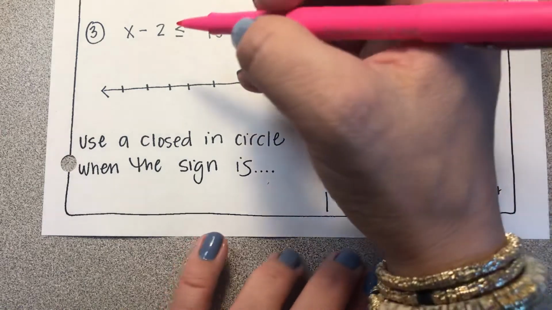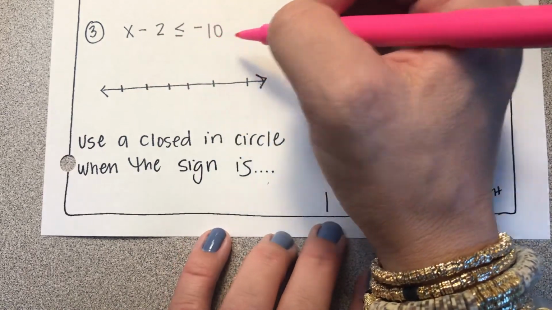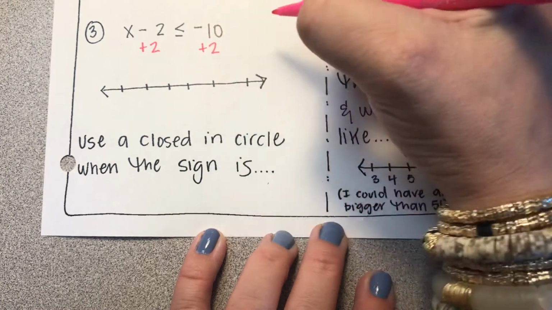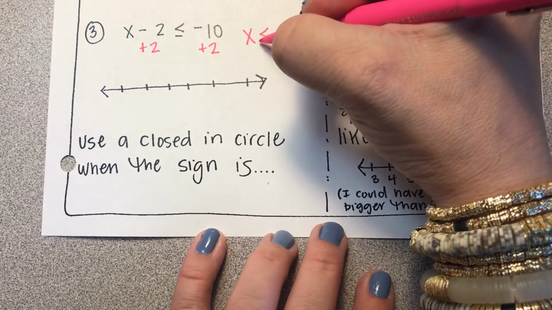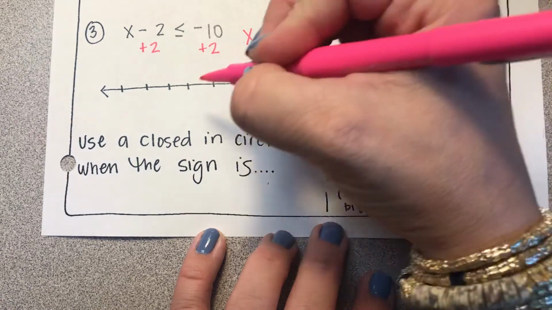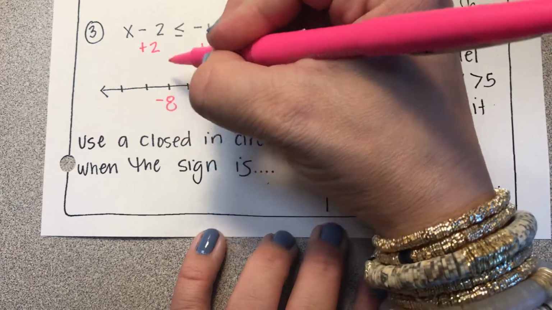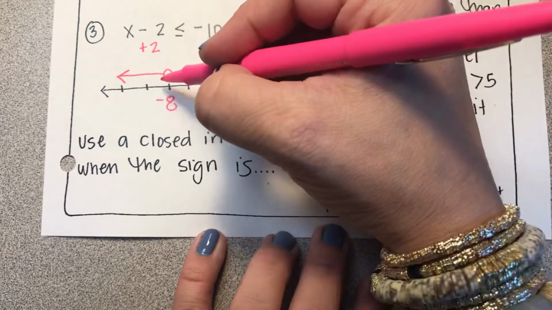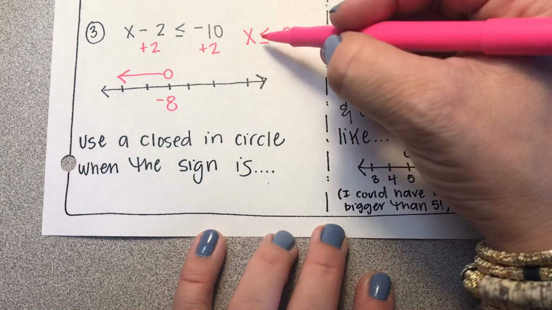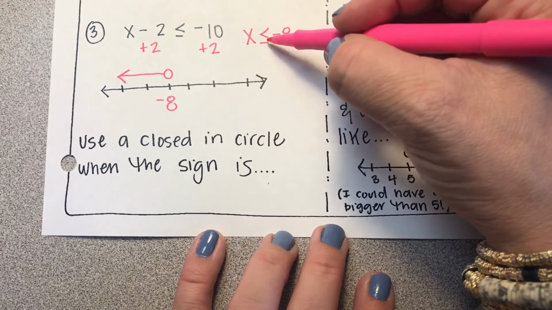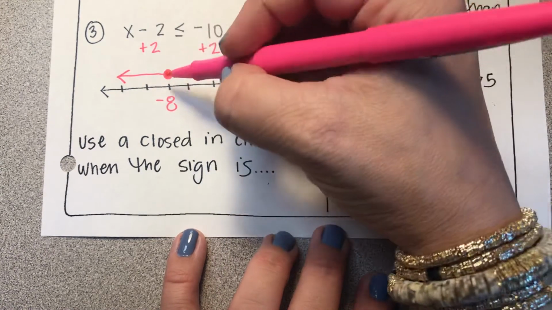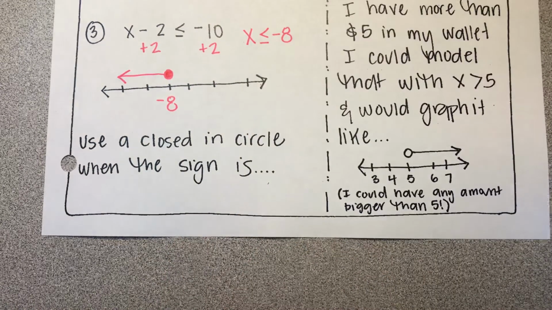On number 3, it says x minus 2 is less than or equal to negative 10. So we're going to add 2 to both sides. x is less than or equal to negative 8. So I'm going to put negative 8, and I'm going to do my circle and point it less than. But do y'all see how this one says less than or equal to negative 8? That means that it could equal negative 8, so I'm going to fill in my circle.